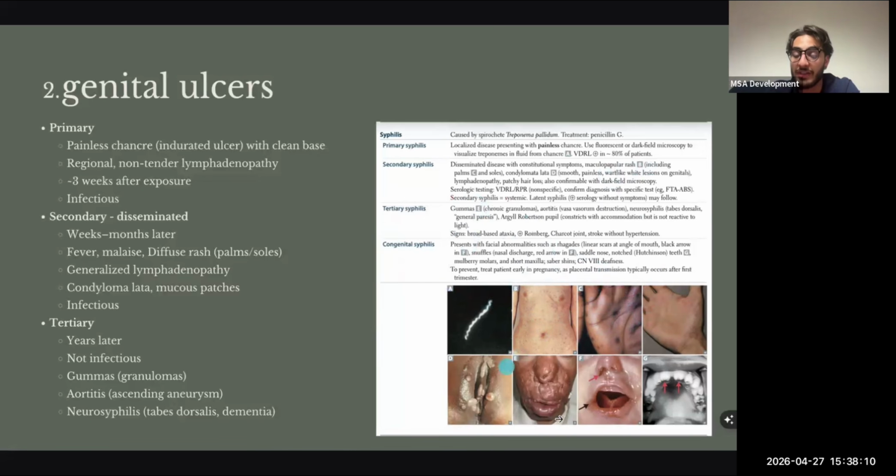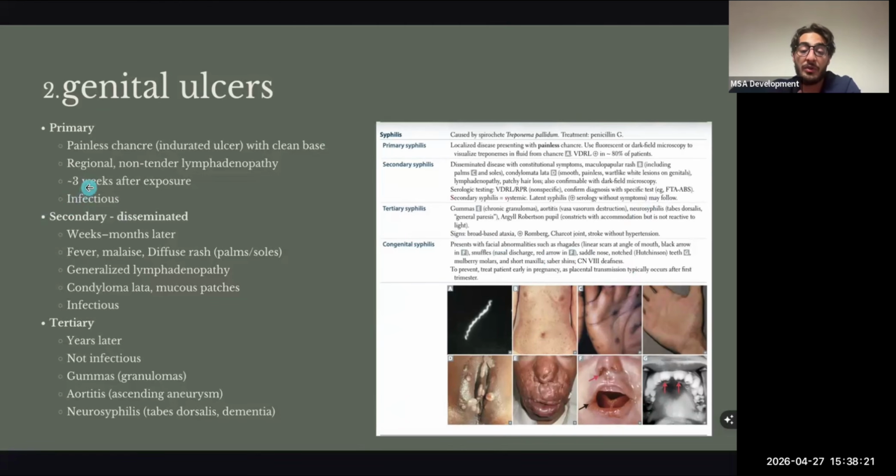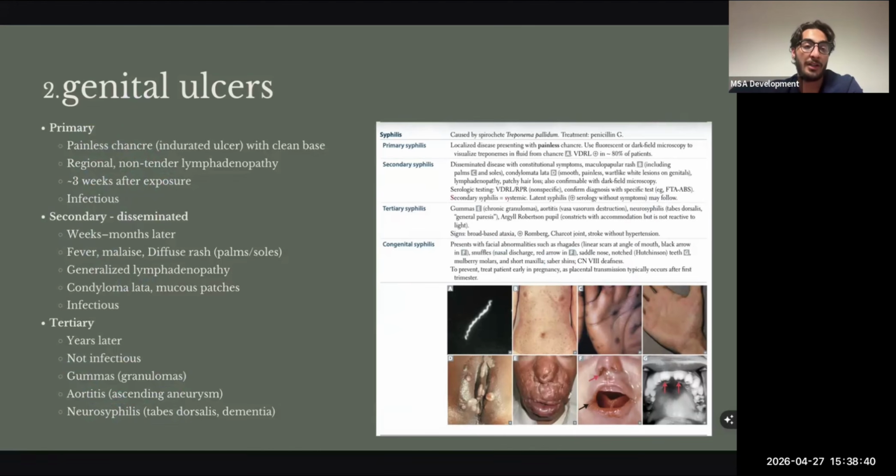With tertiary syphilis, you're going to see these gummas. They're necrotic sort of ulcers, and the aortitis could lead to aneurysm and things like that. Then neurosyphilis. And I really, really want you to remember the timeline of this disease. Primary syphilis is going to be around 3 weeks after the exposure. Secondary would be weeks or months after that. And tertiary, you probably won't see until months to years after the primary infection. Okay, this is very, very important to know.